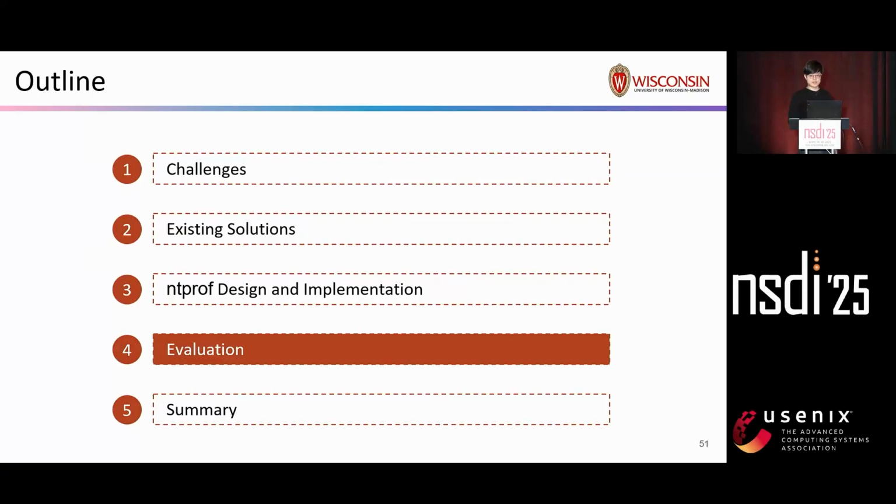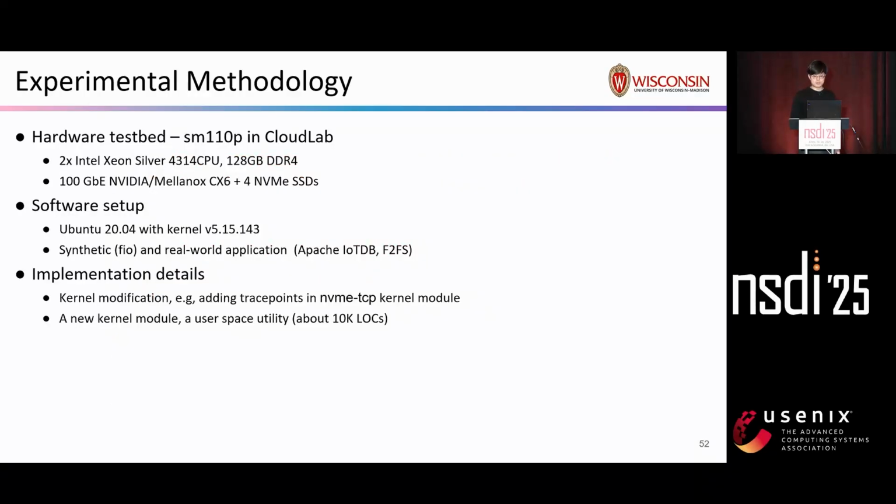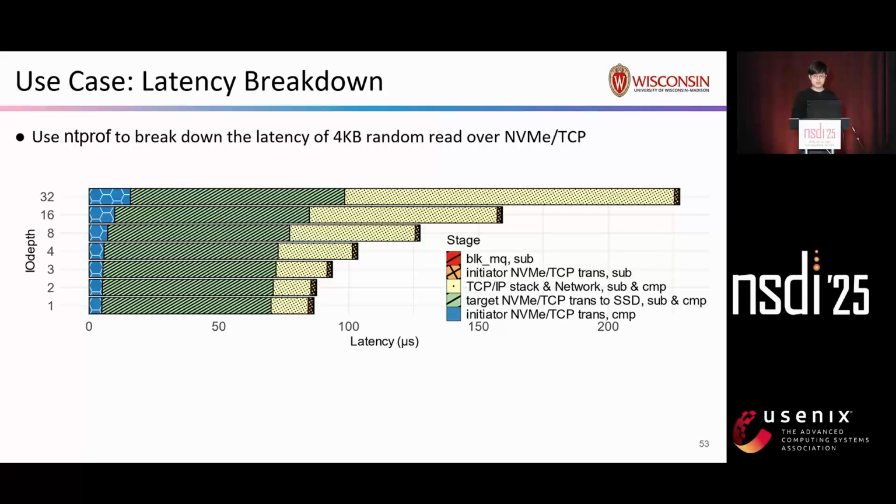We then use multiple use cases to evaluate ntprof. We used 2 SM100P nodes in CloudLab. The bandwidth of the NIC is 100 gigabits, and there are 4 NVMe SSDs on each node. As for implementation, we modified kernel source in the NVMe-TCP and NVMe-T-TCP kernel modules to define and add additional trace points. We also implemented 2 kernel modules, one on the initiator side, another on the target side, and a user space utility in C. We used both synthetic and real-world applications to evaluate ntprof. I will show one use case in detail.